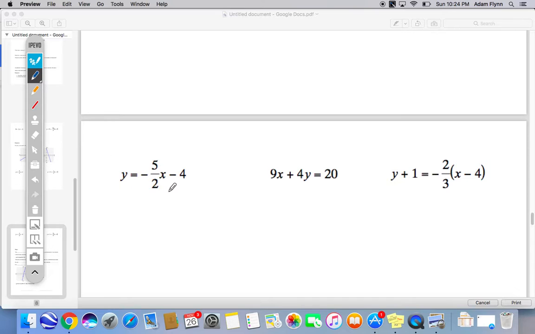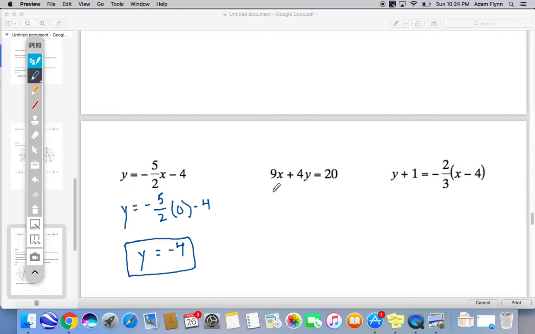Okay, so I have another slope-intercept form equation, y equals mx plus b. That won't change my process. I will still set x equal to 0 because I'm trying to find the y-intercept. So -5/2 times 0 is just 0. So I'm left with -4 on this side, and I'm left with y on this side. So my y-intercept is -4.